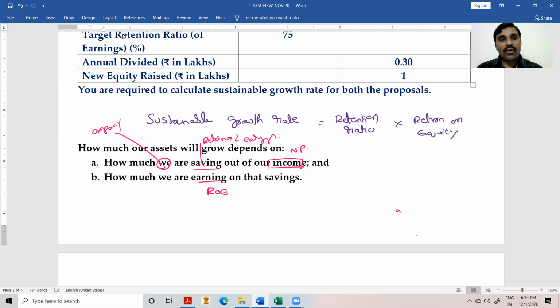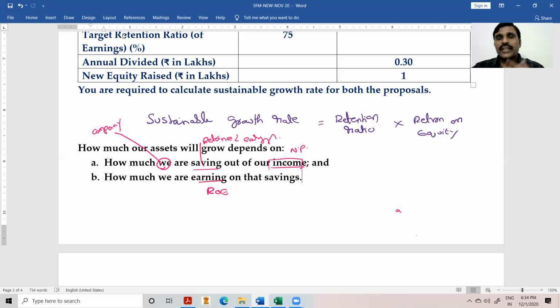As simple as that. Out of your salary, how much your assets will grow depends upon what your salary is, what your expenditure is, and how much you are saving. In that saving, how much you are earning matters. If you invest in a bank fixed deposit, you'll get a lesser amount. If you invest in stock markets, you'll get more. So your bank balance year after year depends upon how much you are saving every year out of your salary, and where you are investing that savings.